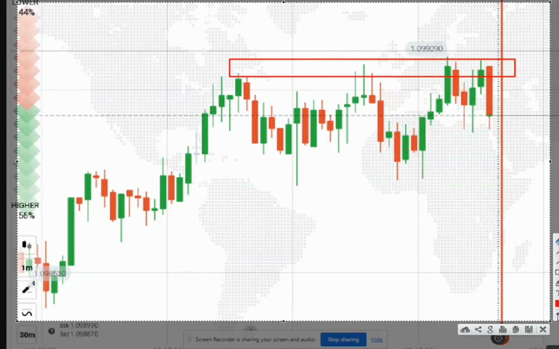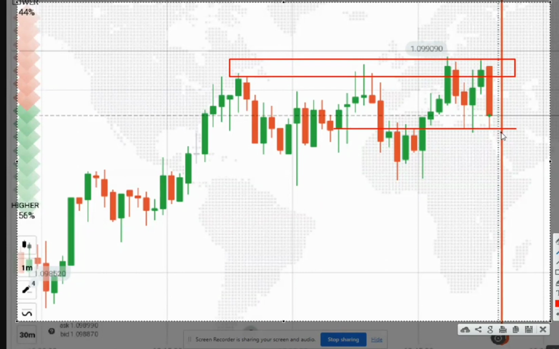Take notes. Whenever you are drawing a level, always observe the reversal point. Look at this. We have the reversal point here, which means that the market reversed from this level.